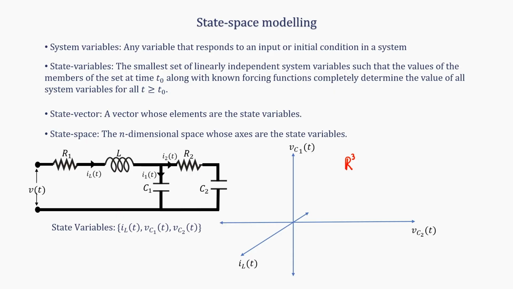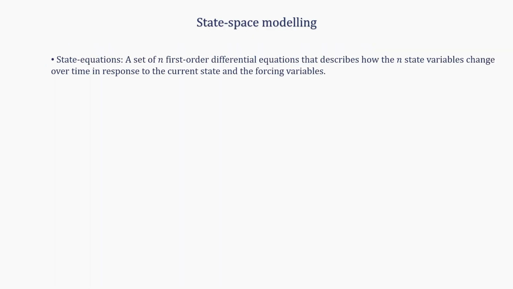So, of course, that I cannot draw. I could draw only for 2 dimension and 3 dimension. So, as you increase your number of states, drawing it becomes difficult, but we will analyze it with the help of the matrices that we will get while doing state space representation. Now, a set of ordinary differential equations that describes how the state variables change over time in response to the current state and forcing variable are called state equations. So, now we come to the modeling part of a system.